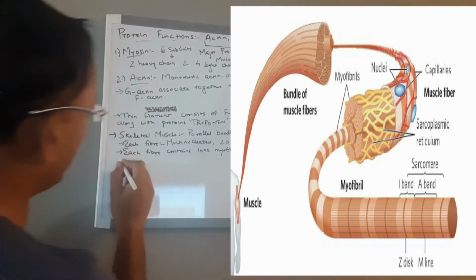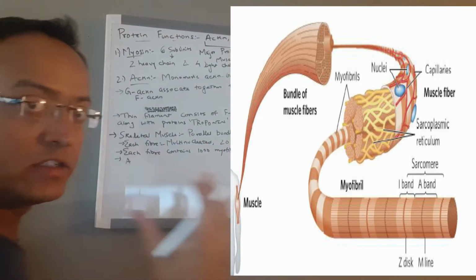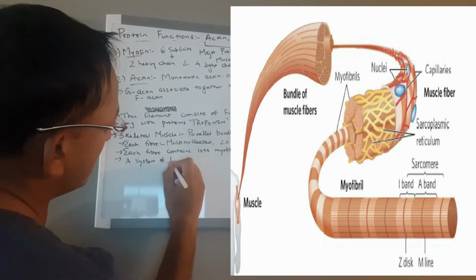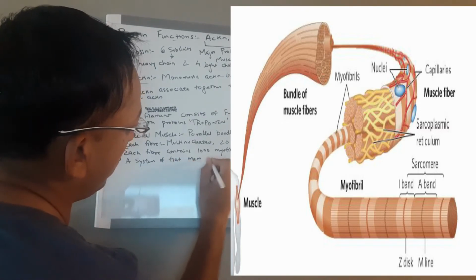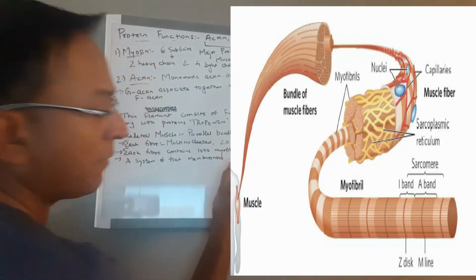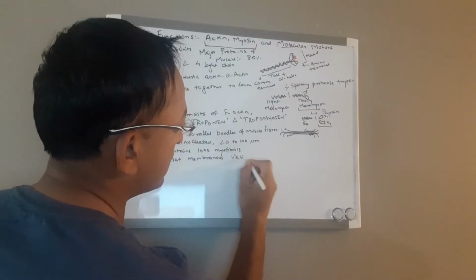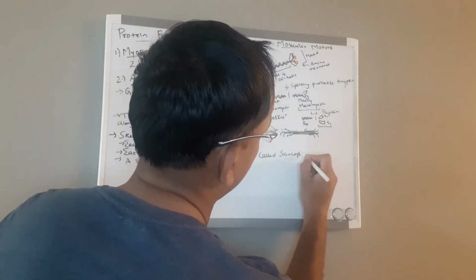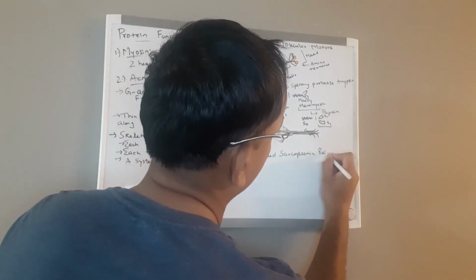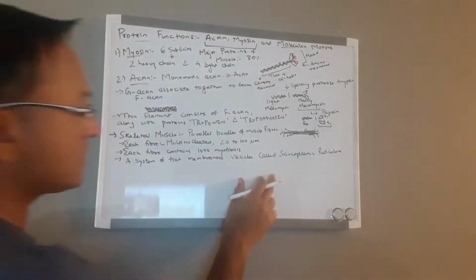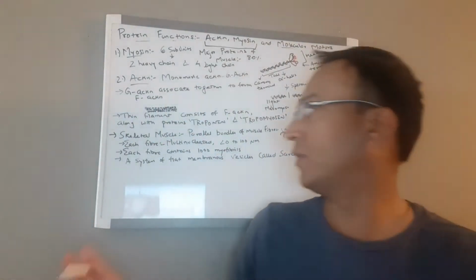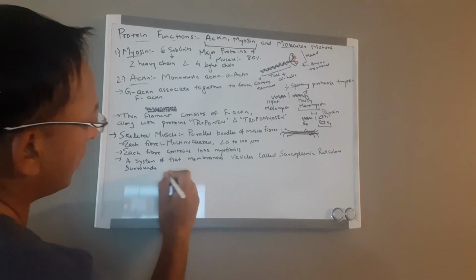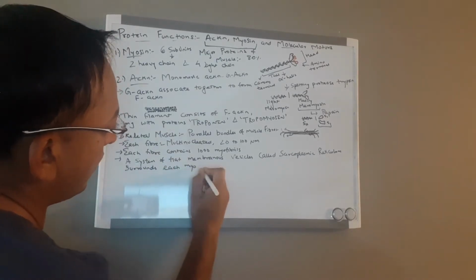I'll write it down for you. That is a system of flat membranous vesicles, and that is called the sarcoplasmic reticulum, and this surrounds each myofibril.